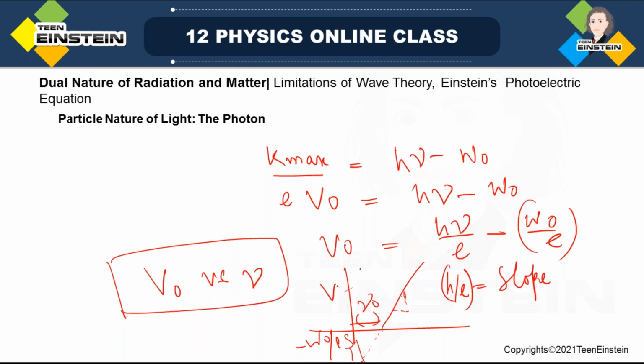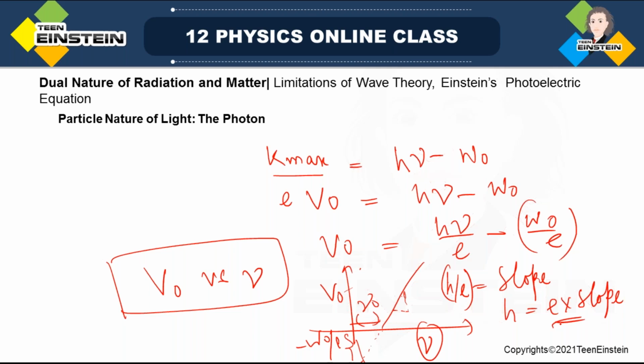Okay, so by plotting the stopping potential V0 versus frequency, you can get a curve like this, which is linearly increasing. The stopping potential will increase linearly with the incident frequency, and the slope of that curve will enable you to find out the Planck constant.